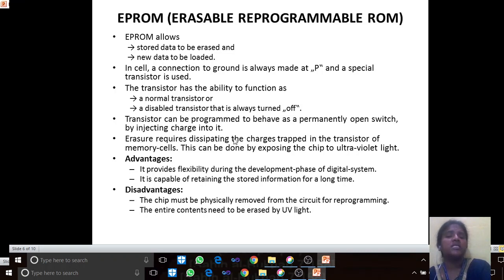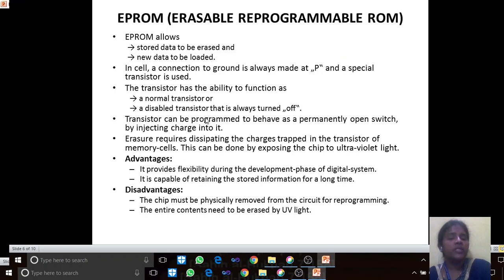Erasure requires dissipating the charges. That means you have to remove the charge trapped inside the transistor of the memory cell. Whatever charge is stored in the transistor should be dissipated. This can be done by exposing it to UV rays, ultraviolet light. Hence it is called erasable programmable read-only memory.